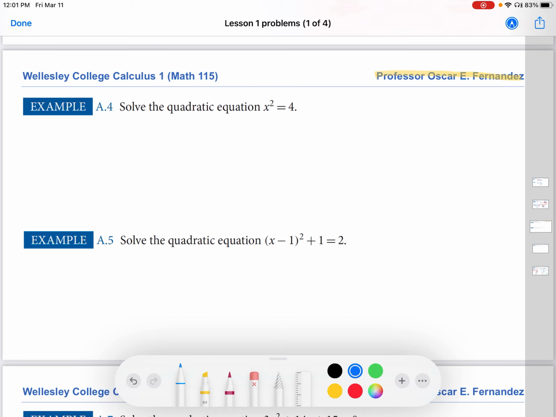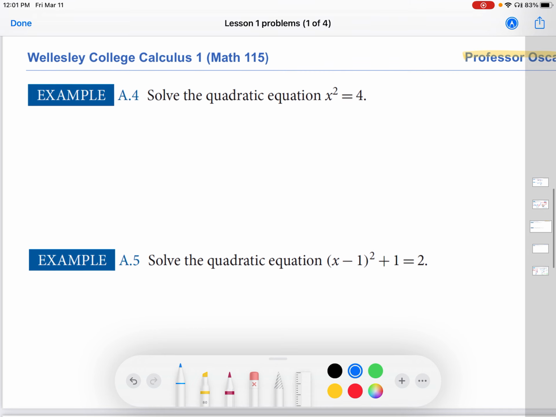So the first example is really meant to remind you, if you've already covered this, what it means to solve a quadratic equation. This is the first equation we're going to look at: x squared equals 4. There are a variety of ways to solve this equation. We could factor, we could express this as a difference of squares and then factor. That's probably the preferable way. Or we could just solve it very quickly by taking the square root of both sides.